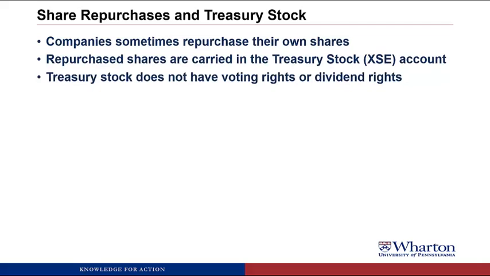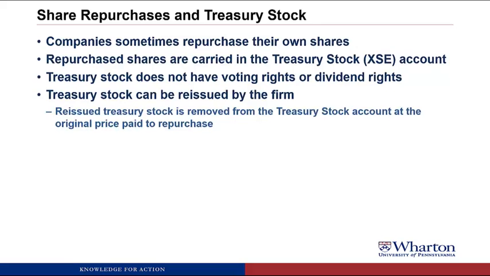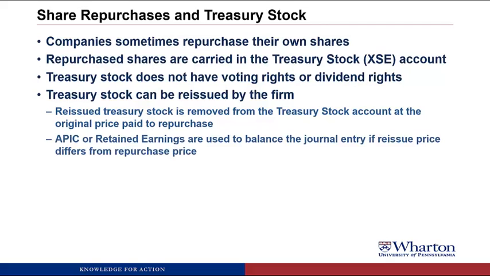Treasury stock does not have any voting rights or dividend rights, which makes sense. We wouldn't want the company voting on its own board of directors. And treasury stock can be reissued by the firm at any point. Reissued means sold back to the public. The reissued treasury stock will come out of the treasury stock account at its original price. So if you repurchased at $11, when we take it out, we're going to bring it out at $11.